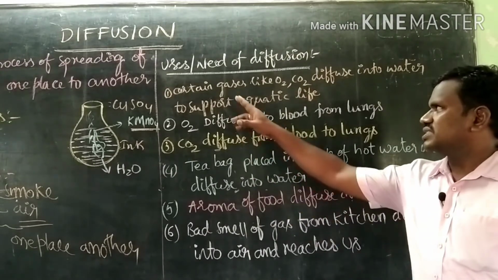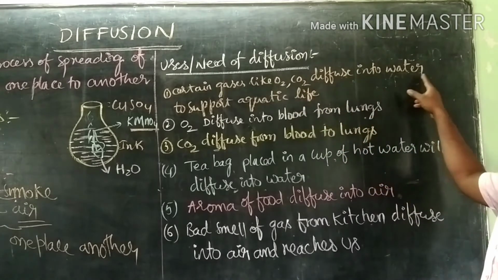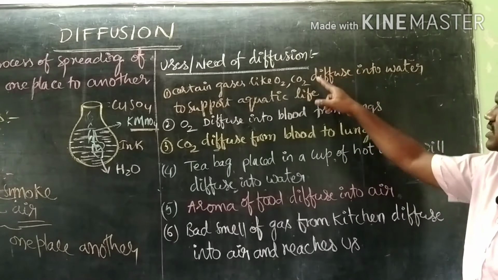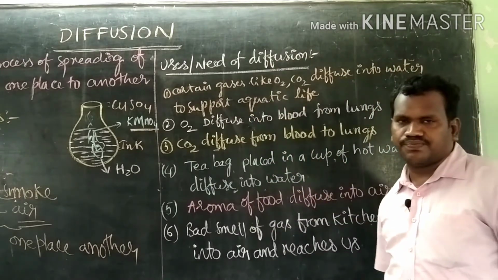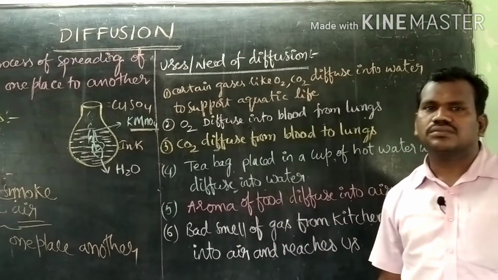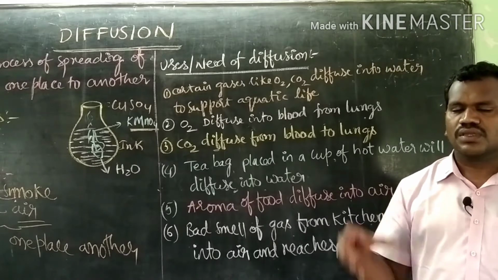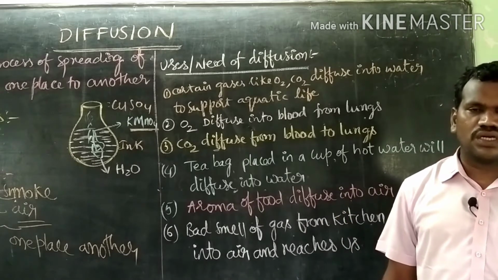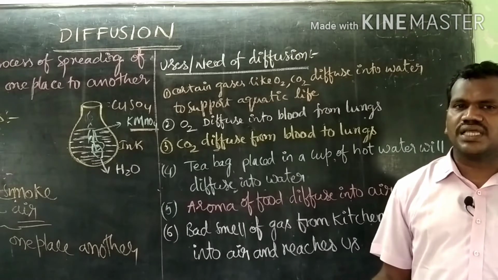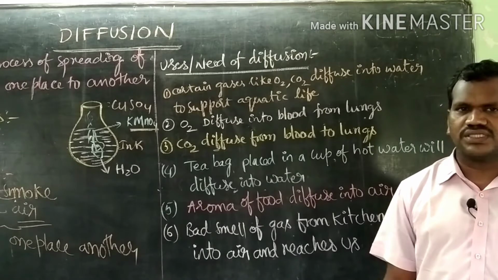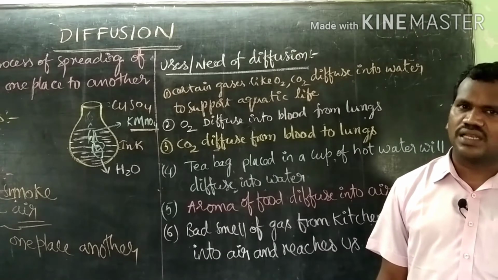See now, certain gases like oxygen and carbon dioxide diffuse into water. Diffuse means they are mixed with the water to support aquatic life. What is the explanation for this? For example, whenever there is a fall of rain, oxygen is mixed with the water and dissolved in the water. That oxygen is taken by aquatic animals like fishes and aquatic plants. For that sake only they are going to sustain their life.